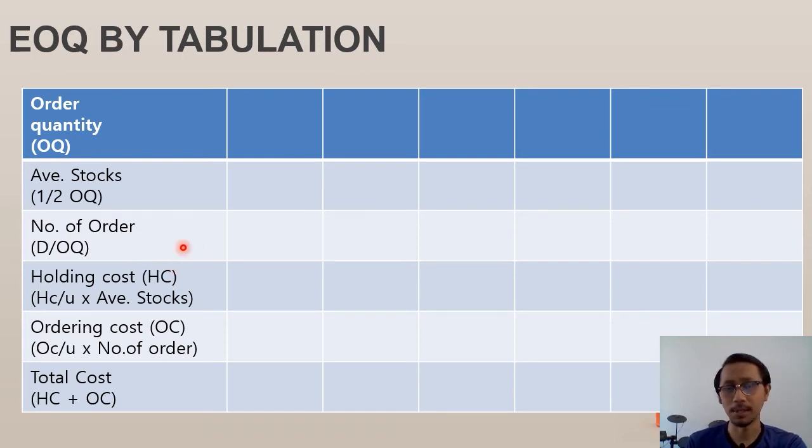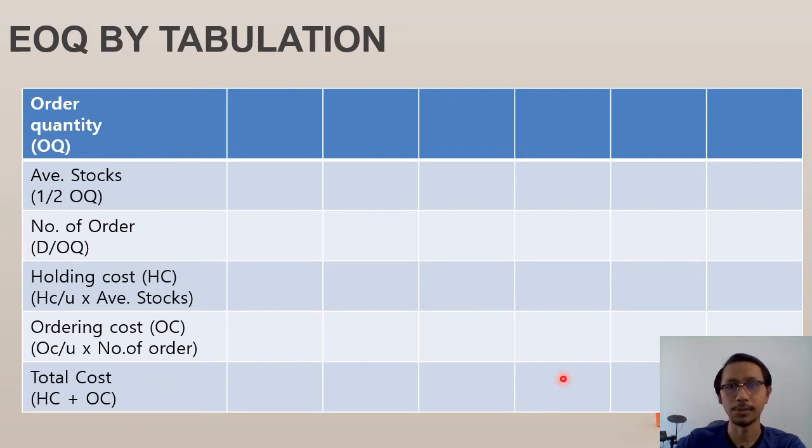Now we are entering the bottom section. The first line in the bottom section will be calculating the total holding cost for each order quantity. So holding cost is equivalent to holding cost per unit times your average stock. Next will be the total ordering cost. The total ordering cost can be determined by multiplying the ordering cost per order with the number of orders. And the final line will sum up the holding cost and ordering cost in order to determine the total cost.